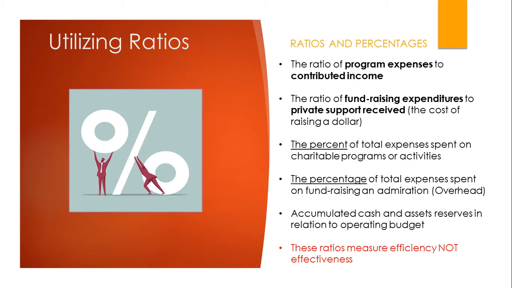The ratios that we have here are the ratio of program expenses to contributed income; the ratio of fundraising expenditures to private support received, which is the cost of raising $1; the percent of total expenses spent on charitable programs or activities; the percentage of total expenses spent on fundraising and administration, aka overhead; and lastly, accumulated cash and assets reserves in relation to operating budget. The one ratio or percentage that we're really going to be talking about today is this notion of overhead, the percentage of total expenses spent on fundraising and administration.